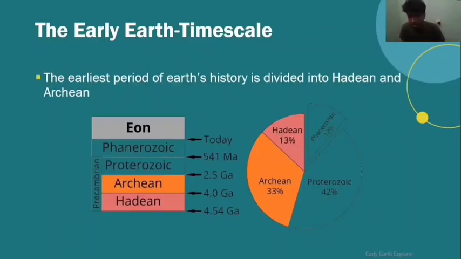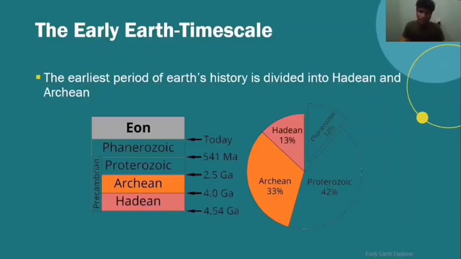So if you take the entire history of the Earth, we notice that the Archean Earth corresponds to around 33% of the entire Earth's history, and the Hadean corresponds to 13%. So we can see that around 50% of the entire Earth's history is constituted by its early phase. So understanding the early Earth is key in order to understand our planet as a whole.